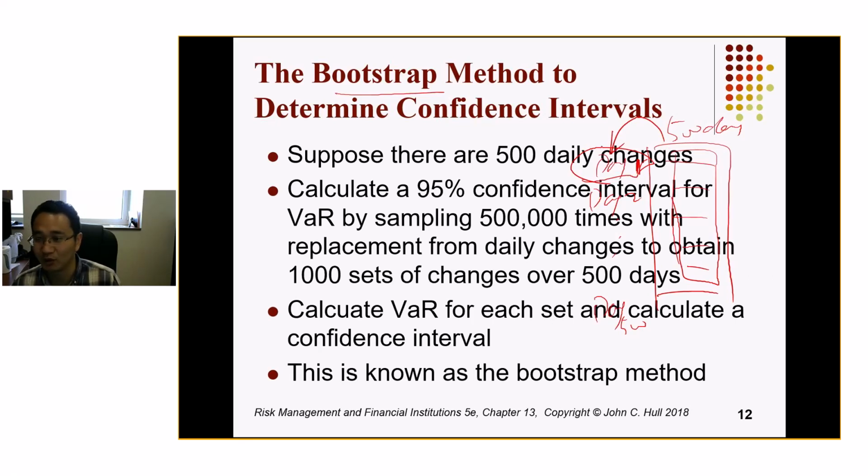Then I need to replace it. I put it back and draw another one for day 2. What does that really mean? It means day 2 and day 1 can draw from exactly the same day in the history. They can draw the same worst day from the history if you do it many times. That's why they do 1,000 sets of 500-day simulations.